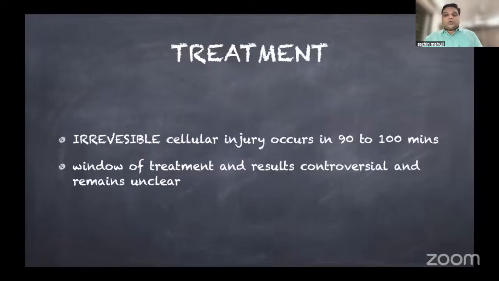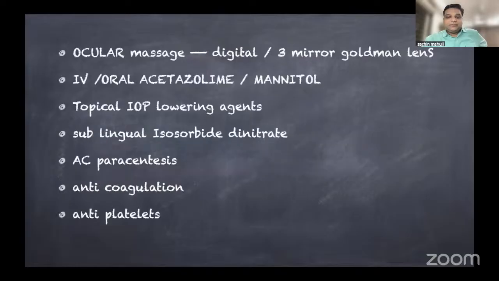So what is important is once you diagnose these cases, we have a very short window for the treatment, and the treatment also is very controversial. Results vary with whatever treatment we plan. For ischemic cell injury, it is usually said that within 90 to 100 minutes, irreversible damage occurs to the retinal cells. So the treatment window is very limited.